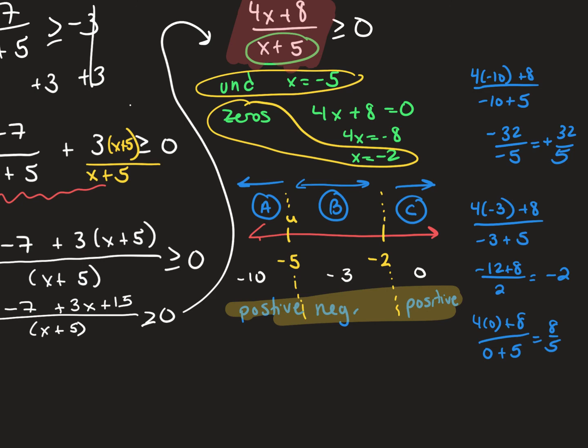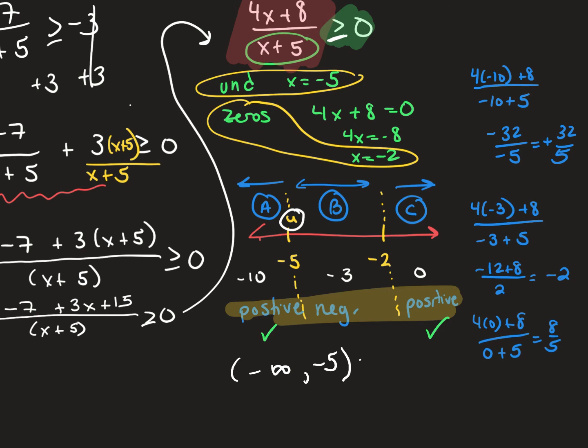So this problem is actually done because I can pick which regions I want now. I want the regions that are bigger than or equal to 0, so I want the positive regions. So I want region A and region C. My final answer is going to be negative infinity to negative 5. That's all the numbers smaller than negative 5, but I'm not going to include negative 5. Why am I not going to include it? Now it is equal, and usually we would include it, but we can never include an undefined value. So we leave that alone.